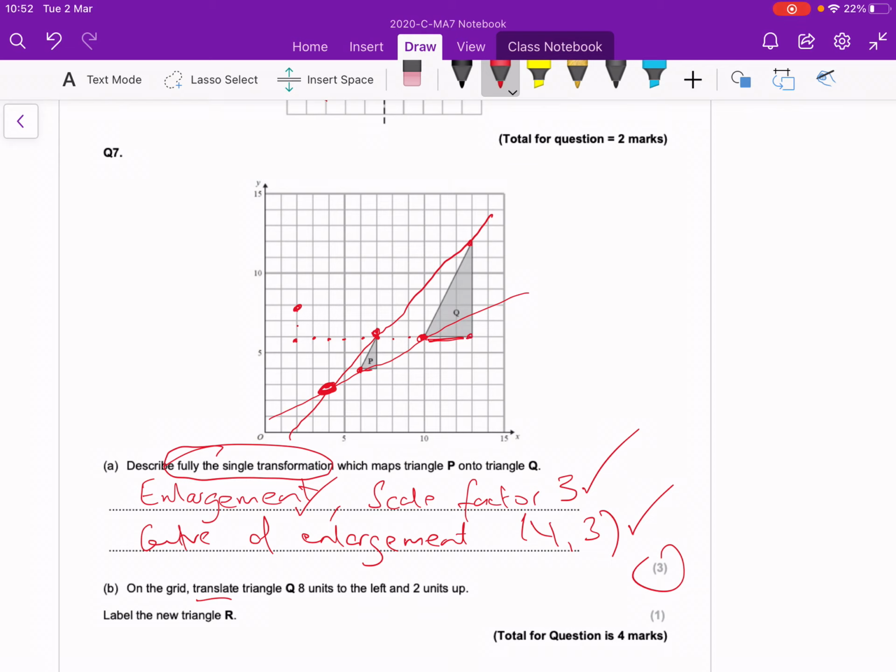Do the same for this corner. Obviously, it's going to be the same as this corner, except 3 to the right of that corner. So 1, 2, 3, it's going there. This one at the top needs to go 1, 2, 3, 4, 5, 6, 7, 8, and then 2 up, 1, 2, so there. And when you've done the 3 corners, draw the shape, call it letter R.